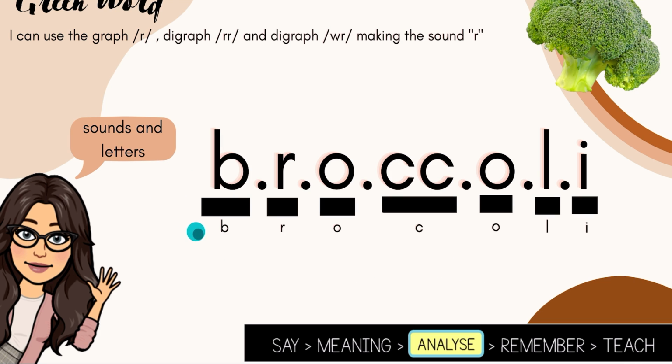The sounds that we can hear in the word broccoli are B, R, O, K, O, L, E. Broccoli. And the letters are B, R, O, C, C, O, L, I. We can see that in the word broccoli, that singular K sound is actually being made with the digraph CC. And we can also see that the R sound is being made with just the singular R.